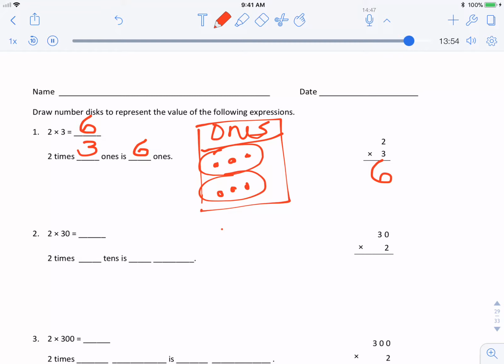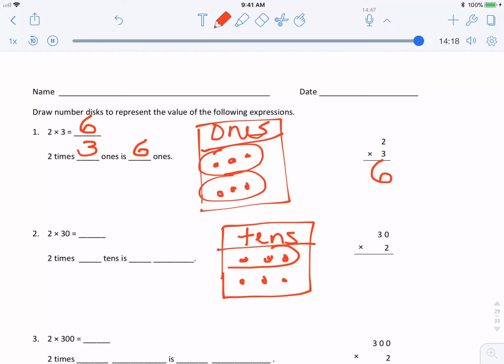Let's try 2 times 30. So I'm going to draw my tens column because I know that I have 3 tens. I have 3 tens. And how many times is 3 tens happening? It's happening 2 times. So I'm going to do one more set. 2 times 3 tens is 1, 2, 3, 4, 5, 6. 6 what? 6 tens.